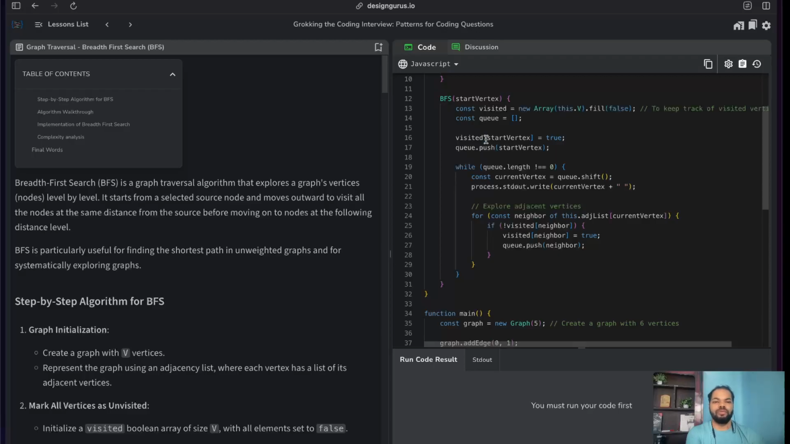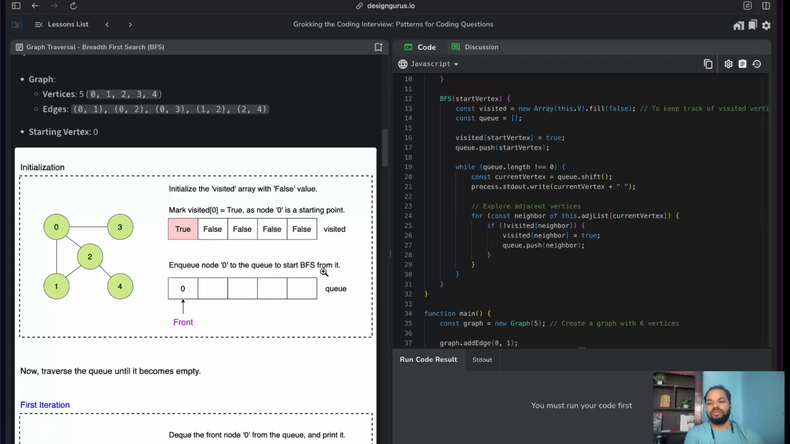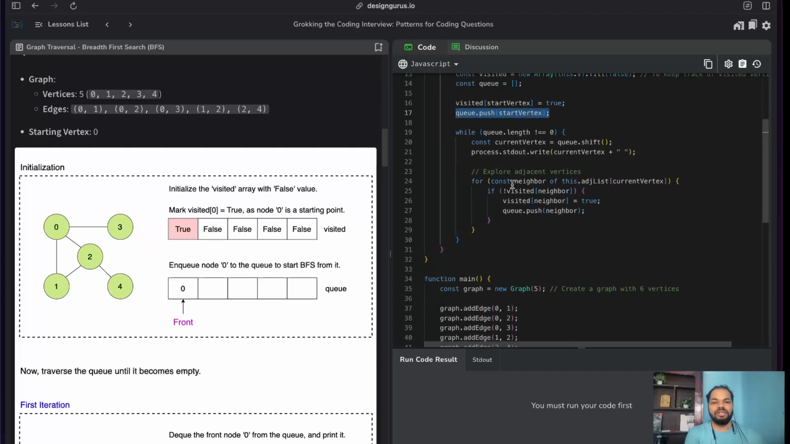visited and the queue. So visited will be a new array which has V vertices, and then queue is a queue. Now I'm not creating a map. It's okay, we can create an array also because all the nodes are just 0, 1, 2, 3, 4. Then visited start vertex is true, and then queue dot push start vertex. So we pushed the start vertex in the queue.